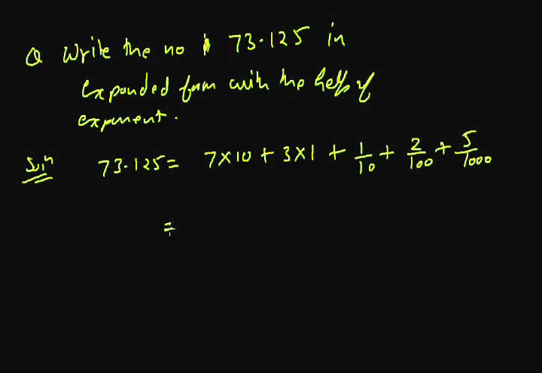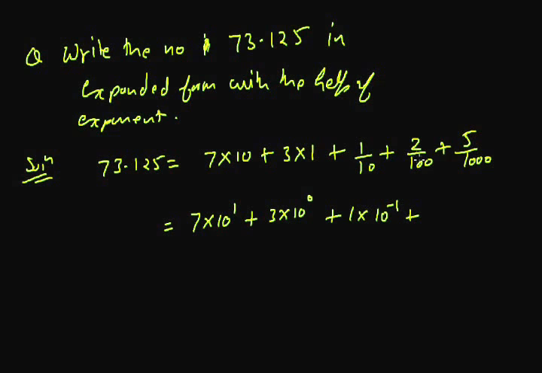So we have to represent this number with the help of exponents. We write simply 7 into 10 to the power 1, and 3. 1 can be written as 10 to the power 0. Now here 10 is in the denominator. To shift it to the numerator side, we have to make the power negative. So here the power of 10 is 1. When we shift it upside, it becomes negative.